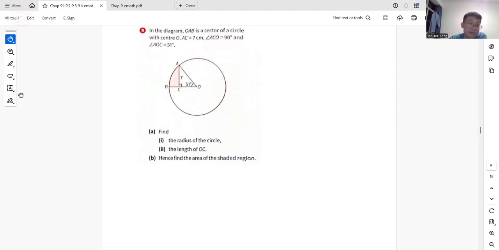For part A, I'm going to do it in red. Find the radius of the circle. The radius is either OA or OB, so I'm going to use OA, because this is directly related to the right-angle triangle, so we can use trigonometry. This is the opposite, this is the hypotenuse, so I'm going to use sine. Sine 51 degrees equals opposite 7 over OA.